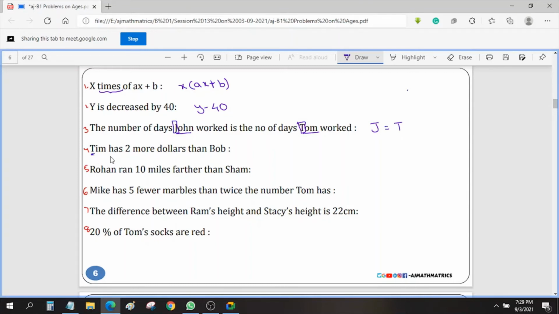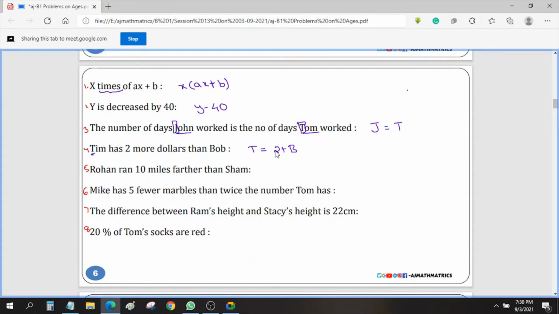Next, Tim has $2 more than Bob. Now I am assuming Tim has T number of dollars and Bob has B number of dollars with them. And Tim has means what? Equal to $2 more than Bob. So if Bob has $3, for example, Tim has what? 2 more. 2 more means what? 2 plus B, which will be 5.